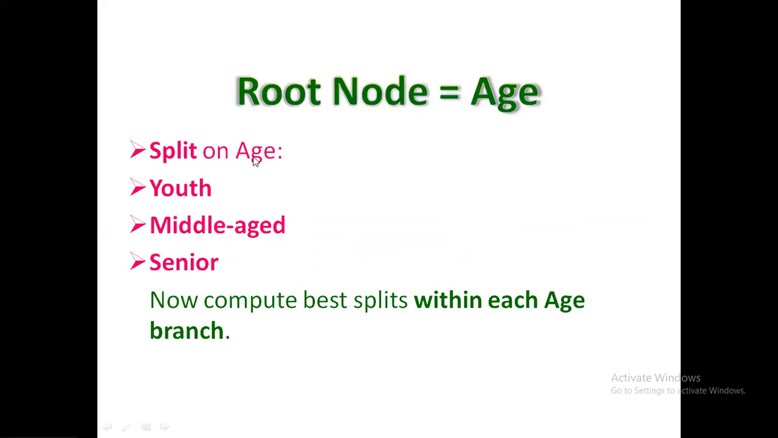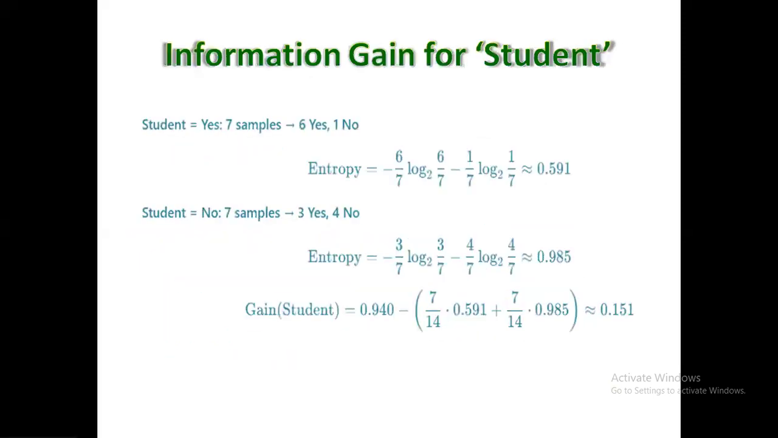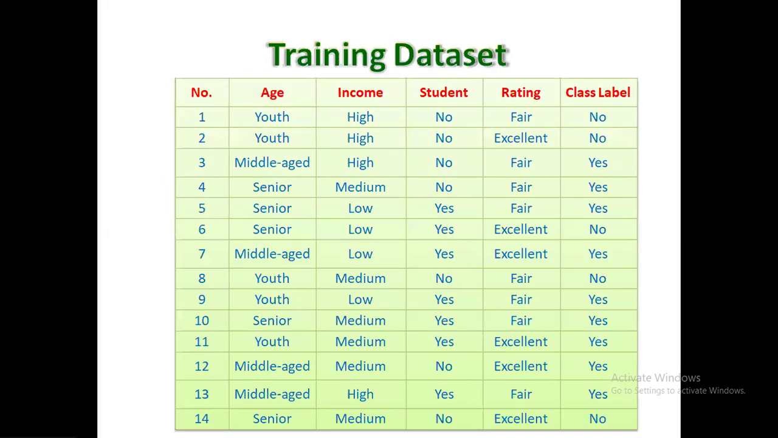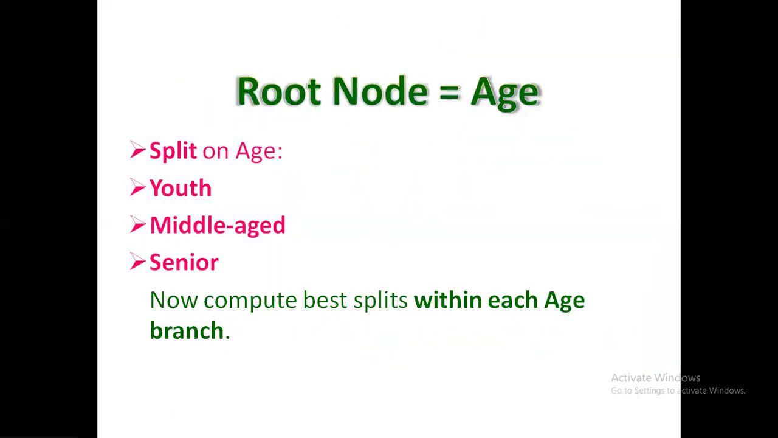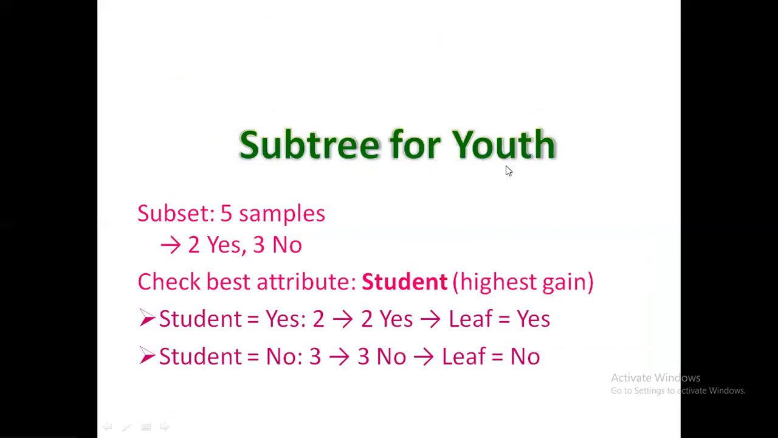We have to split the age on three values. What are they? Youth. So age, we found out based on the entropy, is the best attribute. This has been classified into how many cases? Youth, middle-aged, and senior. Now we compute the best splits within each age branch.